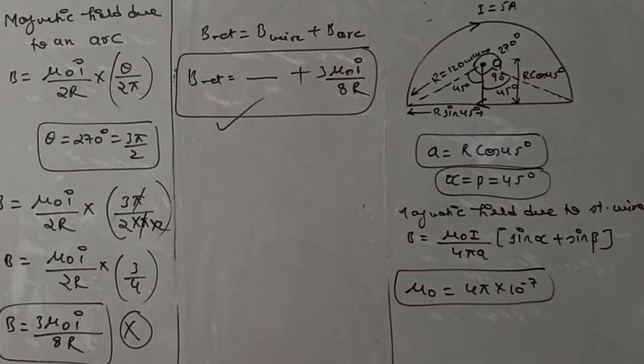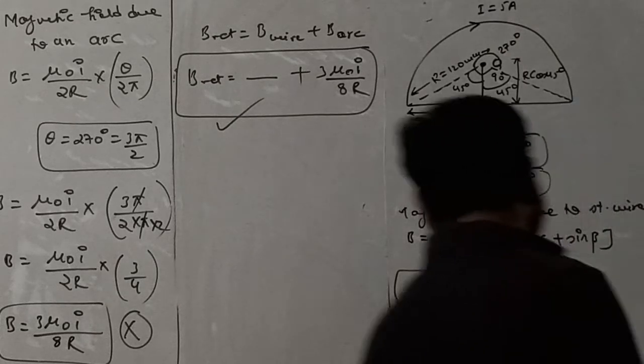So let's start the next topic. Please write down, my dear students: magnetic field due to a current carrying circular arc or coil.